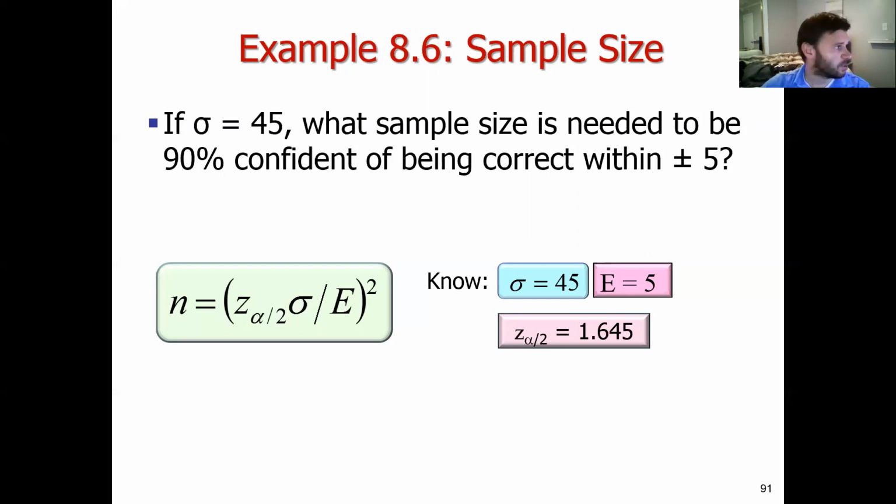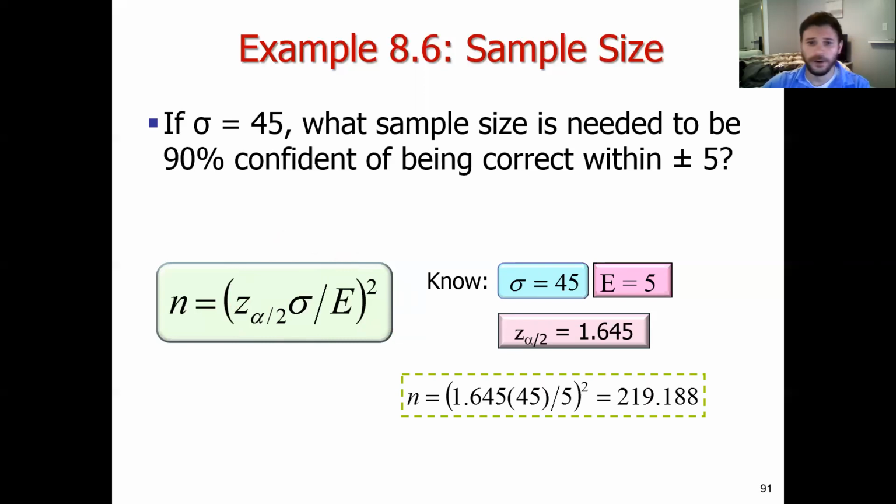So now we're in a position where we can substitute these values in for z, sigma, and e. We square everything, and we find here that we need about 220 observations in order to generate a margin of error of 5. So in order for us to build a confidence interval that has a length of 10, where we're 90% confident with a standard deviation of 45, I would need 220 observations at minimum to reduce that uncertainty down to a confidence interval of length 10, or a margin of error smaller than or equal to 5.